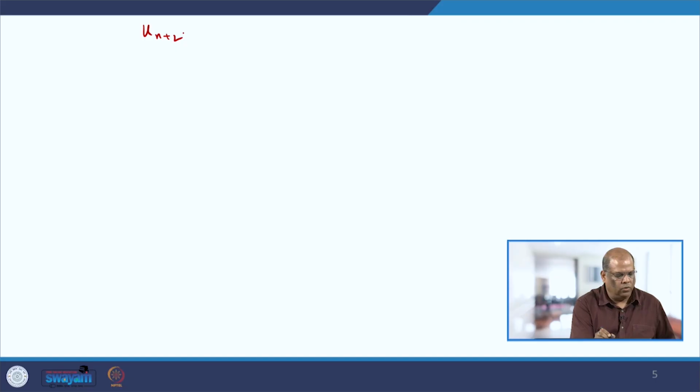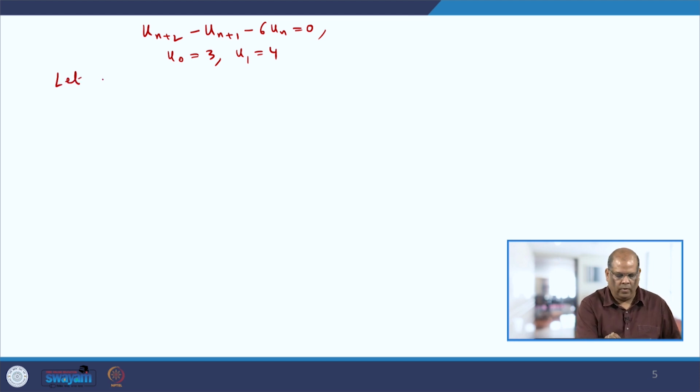We now take an example where we solve the equation u(n+2) minus u(n+1) minus 6 u(n) equal to 0, with the initial conditions given as u0 equal to 3 and u1 equal to 4. We have to solve this homogeneous difference equation. So, we let un equal to c k to the power n, c not equal to 0, be a solution of 1.